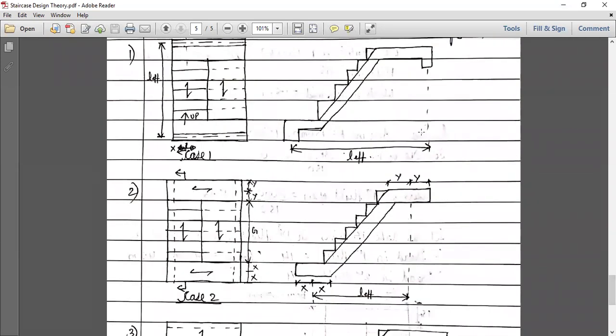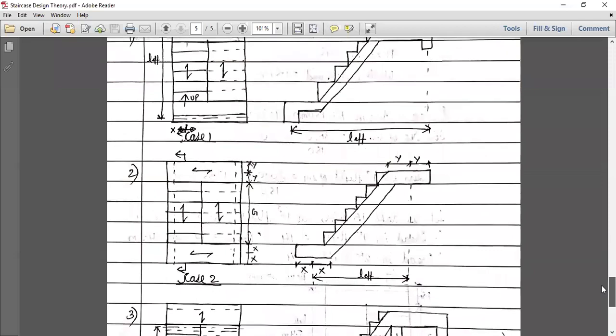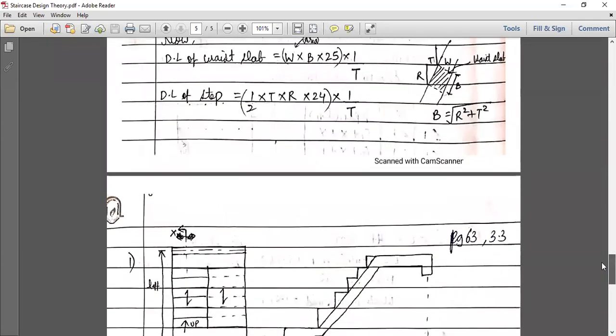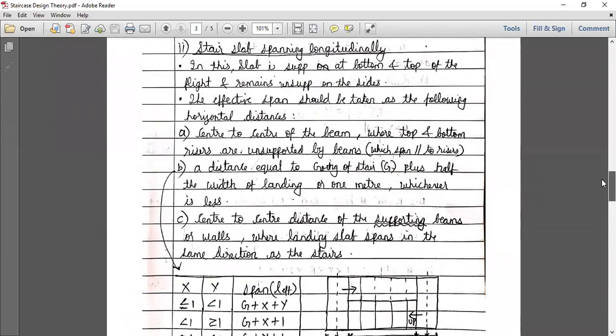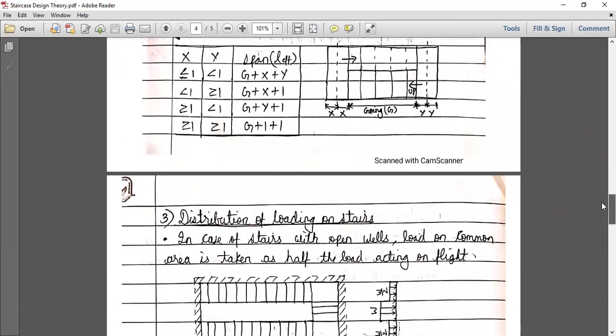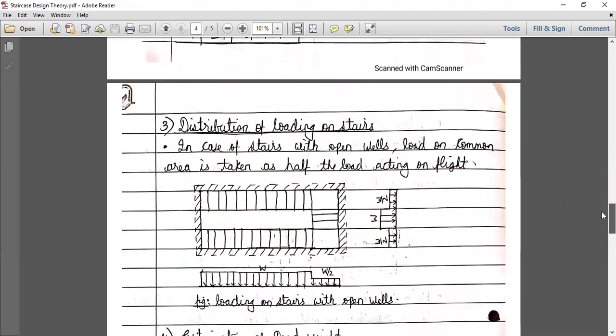Okay. So now we have seen the various criteria to consider the effective span of the slab. If you understand this then you should understand everything. So understanding the clause with the diagram was important, otherwise the other things are simple. So we have seen the spanning also. Now let us see the distribution of loading. The next important thing which you should know is the distribution of the loading.